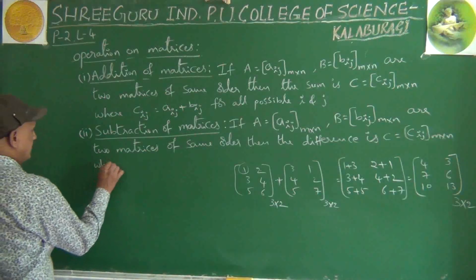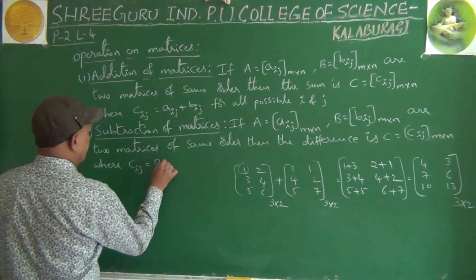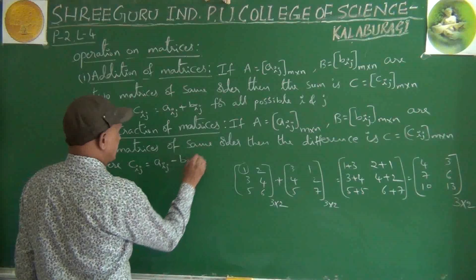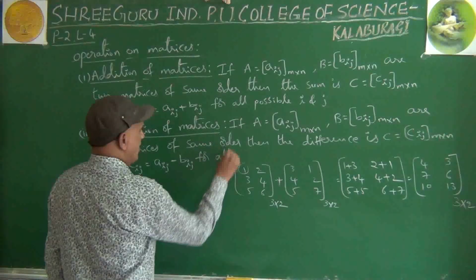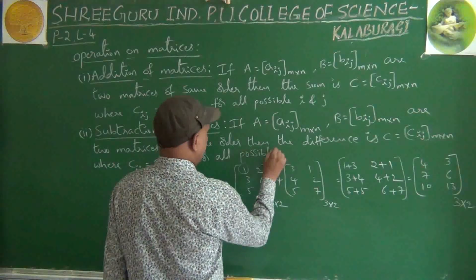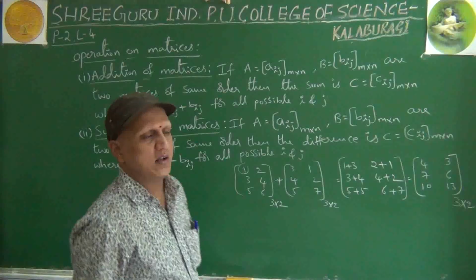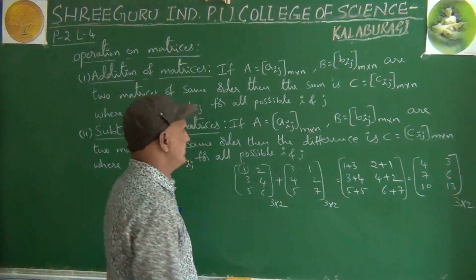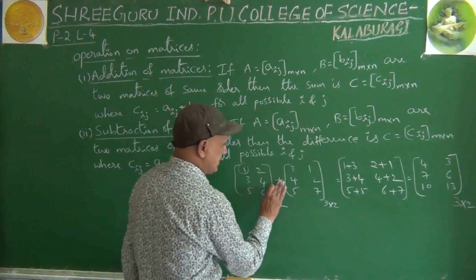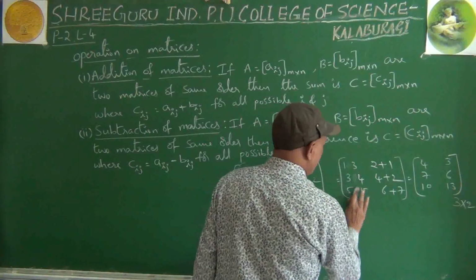where Cij equals Aij minus Bij for all possible i and j. Same thing. In place of plus we write minus. Same example you can continue. That's it. Minus you have to put.